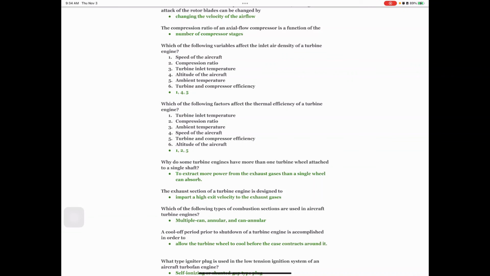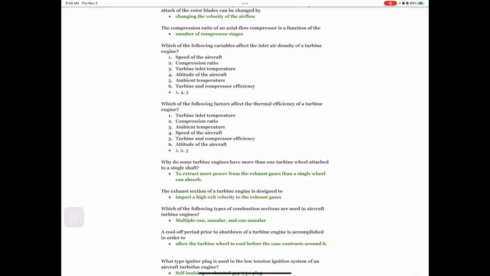The exhaust section of a turbine engine is designed to impart a high exit velocity to the exhaust gases. Which of the following types of combustion sections are used in aircraft turbine engines? Multiple can, annular, and can-annular. A cool-off period prior to shutdown of a turbine engine is accomplished in order to allow the turbine wheel to cool before the case contracts around it.